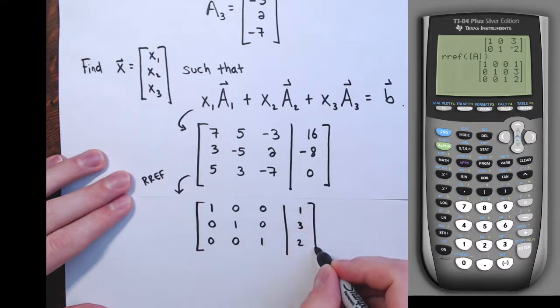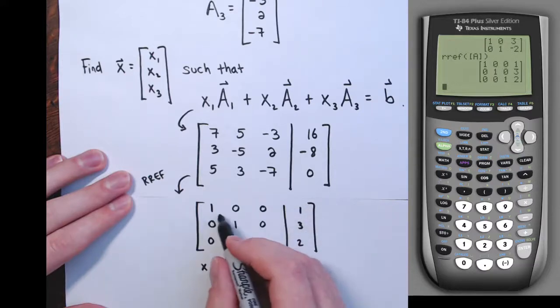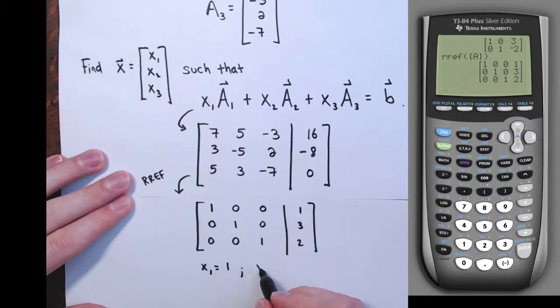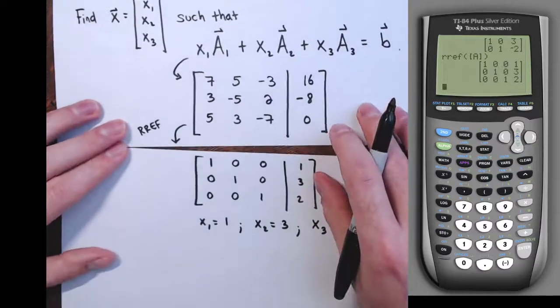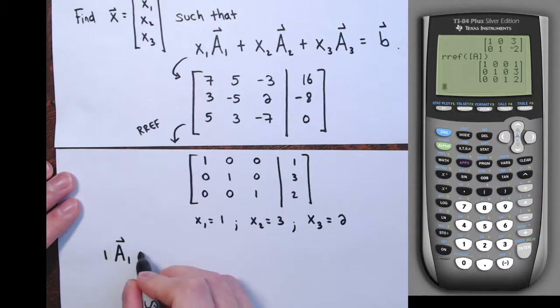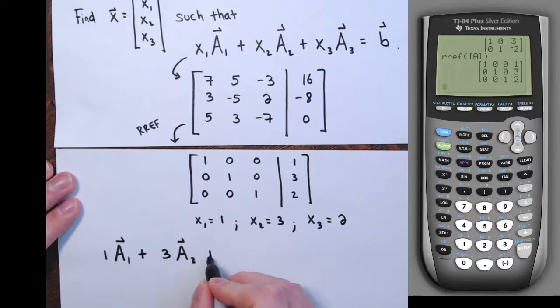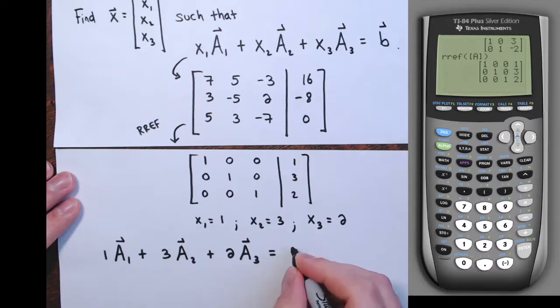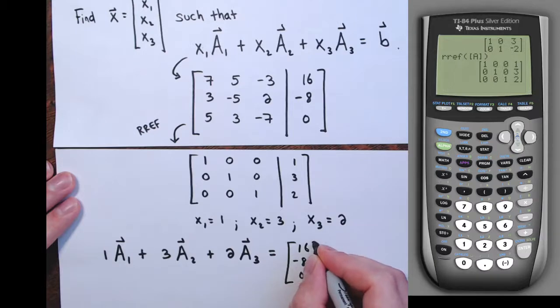It looks like the value of x1 I need is 1. The value of x2 that I need is 3. And we have 1x3 equals 2, so the value of x3 is 2. And we can check this. Is 1 times vector a1 plus 3 times vector a2 plus 2 times vector a3 equal to the vector 16, negative 8, 0? Is that equal to vector b here?